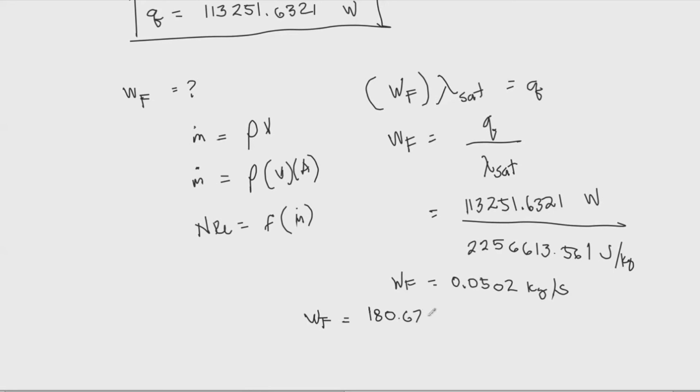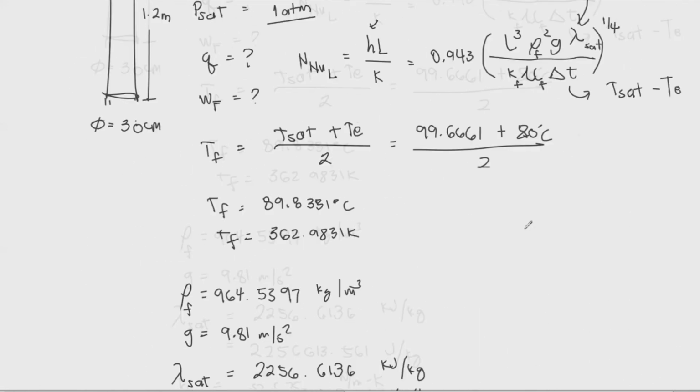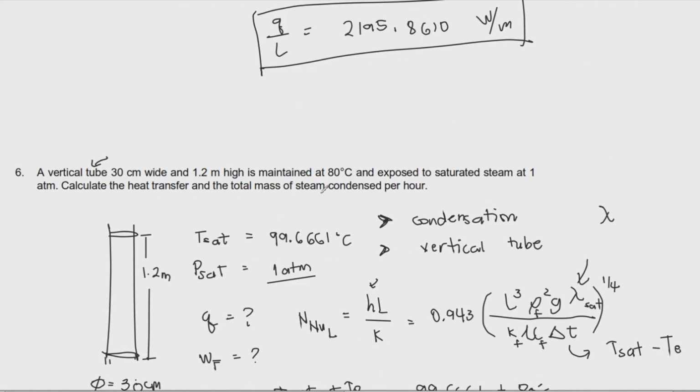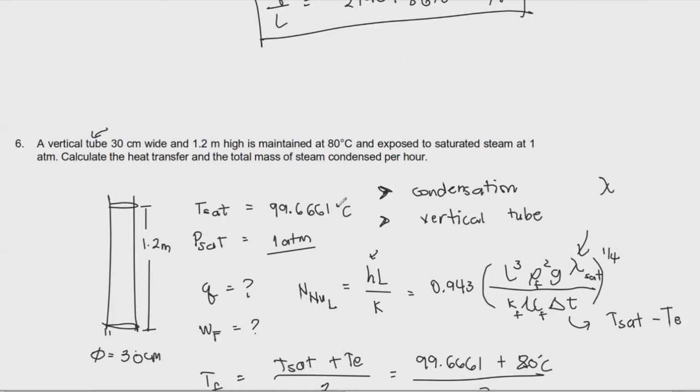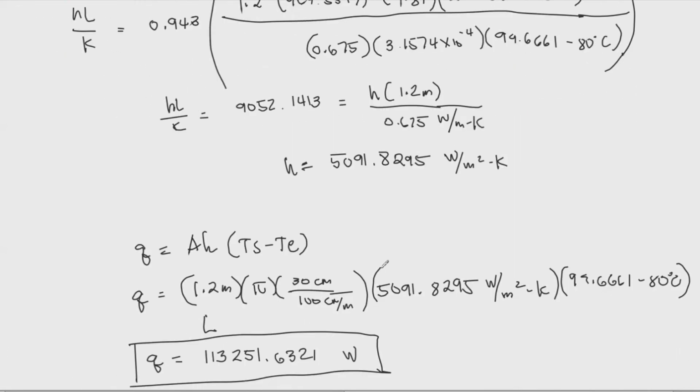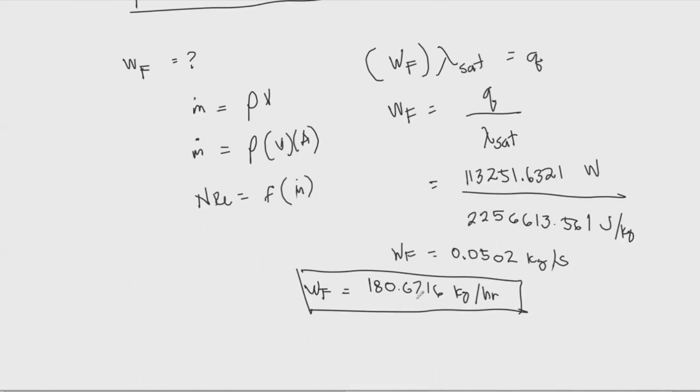So the value of our condensate that flows probably downward from the external surface would be 180.6716 kilograms per hour, and that's quite a lot of condensate that comes out, that you can see probably from the film condensation or dropwise condensation on the external surface of this tube that we have. So that's the total mass of steam condensed per hour. And actually, if it's per hour, then your answer should be around 180.6716 kilograms.